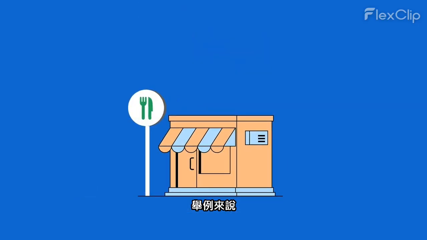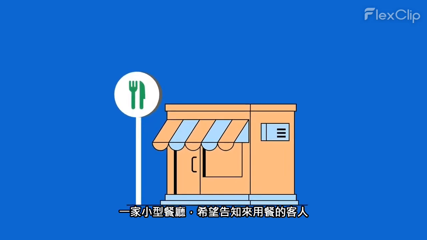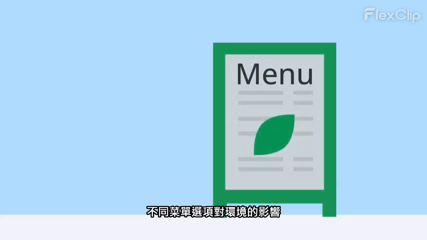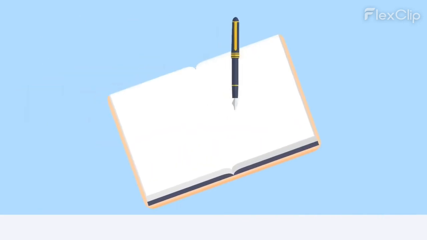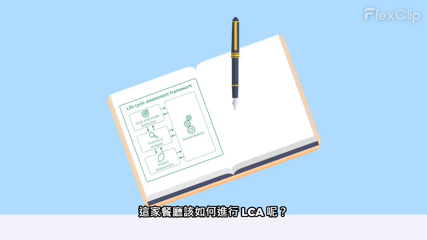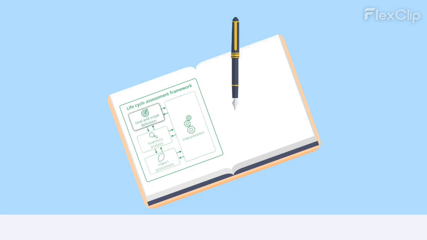Imagine a small restaurant seeking to inform its visitors about the environmental impact of different menu options. This is where LCA proves invaluable. Let's delve into this. What steps would the restaurant need to undertake to perform an LCA? Let's examine its fundamental steps.